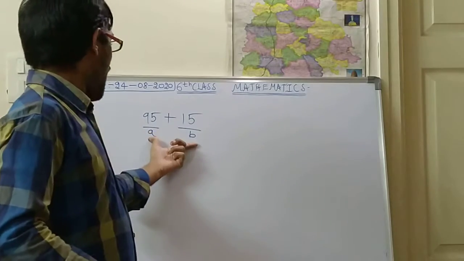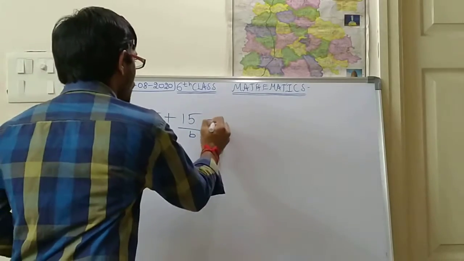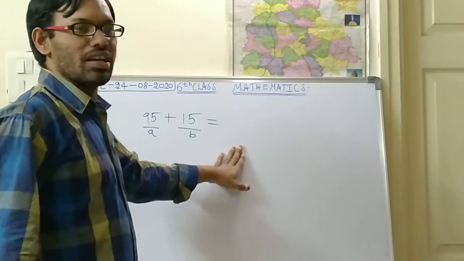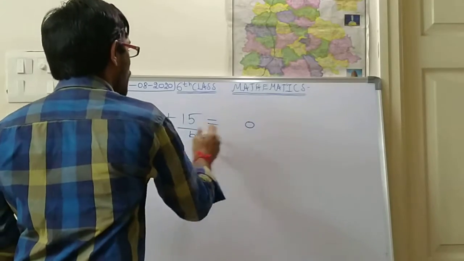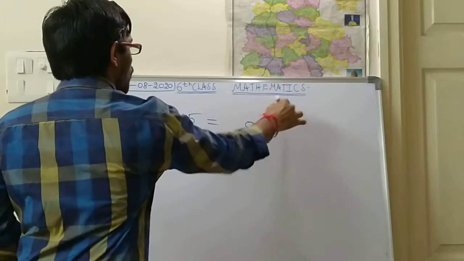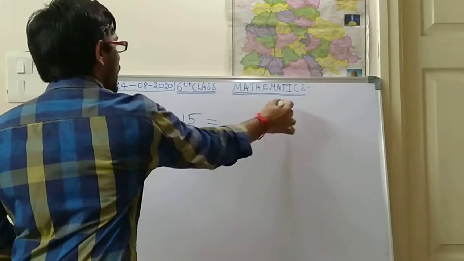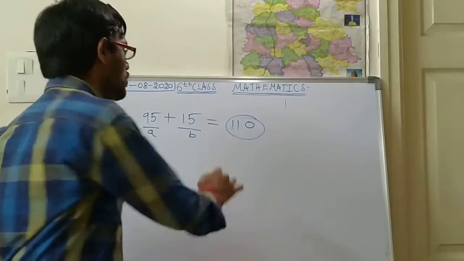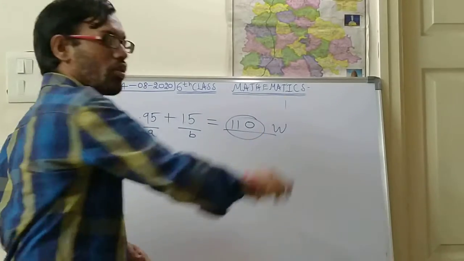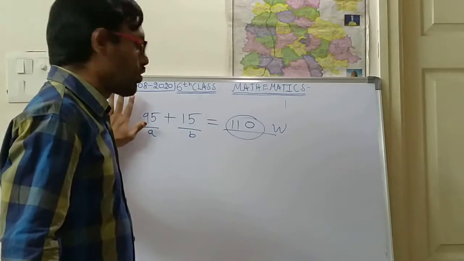By adding these two whole numbers, what is the result we got? We got a whole number only. 5 plus 5, 10, 1. 9 plus 1, 10. 10 plus 1, 11. So 110. 110 is also a whole number only. So you have done up to here.